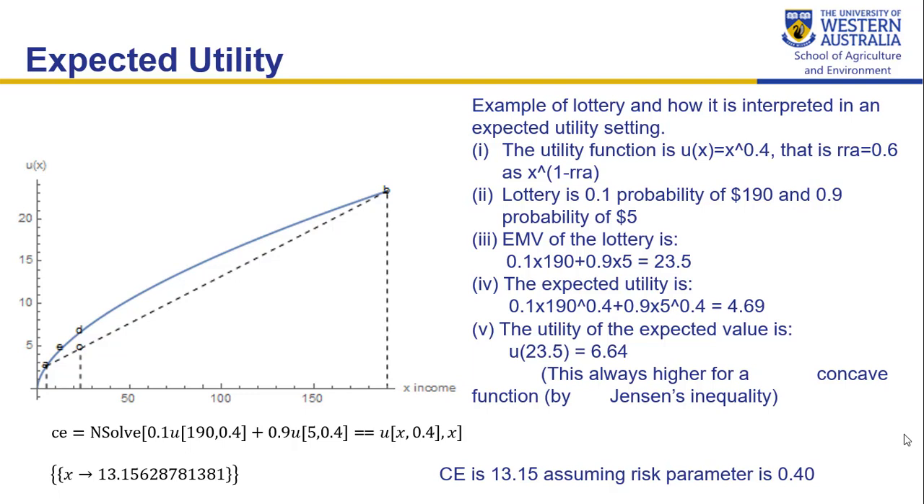So this is the RRA. And then in the second component on the left hand side is 0.9, which is the 90% probability times the utility from $5, which we equate to unknown value of utility of x, but the risk attitude is 0.4, and we're trying to find the value of x. So after solving it, we get an x equal to 13.16. So we have certainty equivalent in this case is 13.16, assuming that the risk parameter is 0.40.